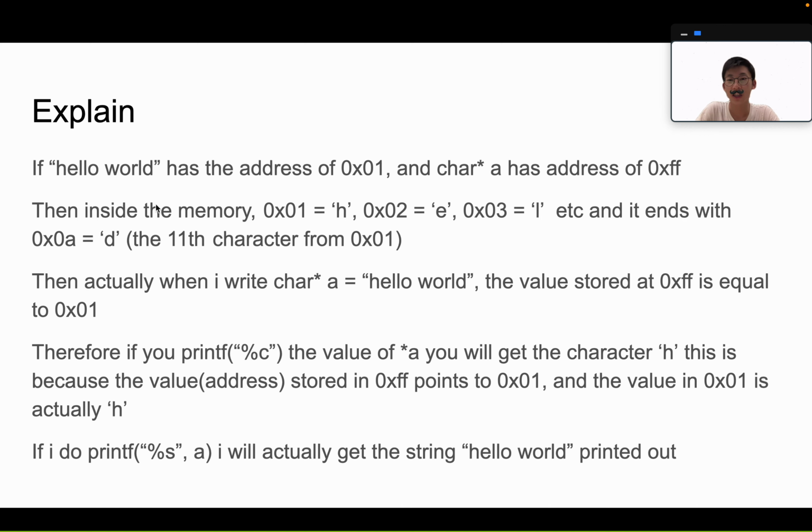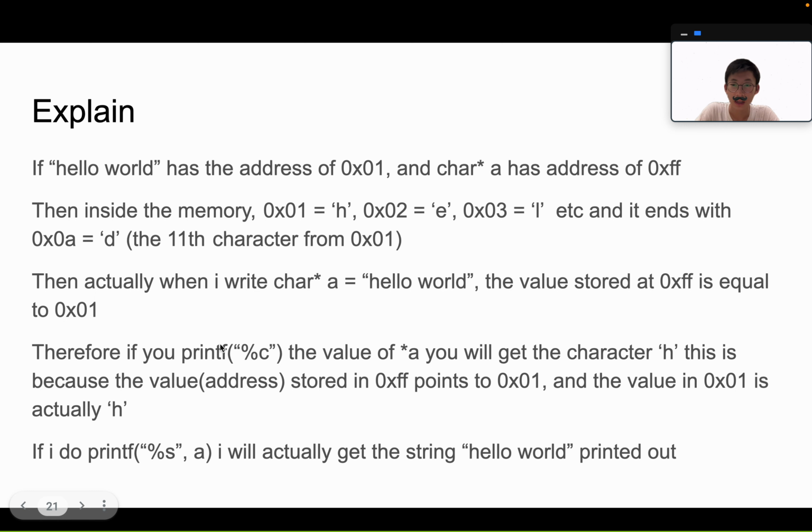So hello world is actually a string, as you can see. It has the address 0x01, and char a has the address 0xff, hypothetically. Inside the memory, this thing would be h, and this thing would be e, so like 1, 2, 3 would be h, e, l, and so on. And the last one, d, would be at 0a, which is the 11th.